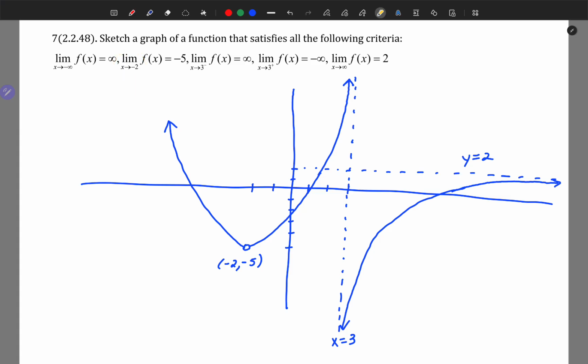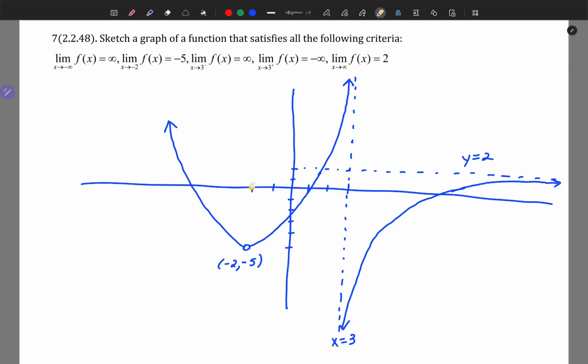That's precisely what I tried to do right here. As I approach x equals negative 2 from the left, the y value goes to negative 5. As I approach negative 2 from the right, the y value goes to negative 5. Now notice, I drew an open circle at 2. It didn't say whether the function was defined at negative 2 or not. You could have drawn a solid dot, open circle, does not matter.